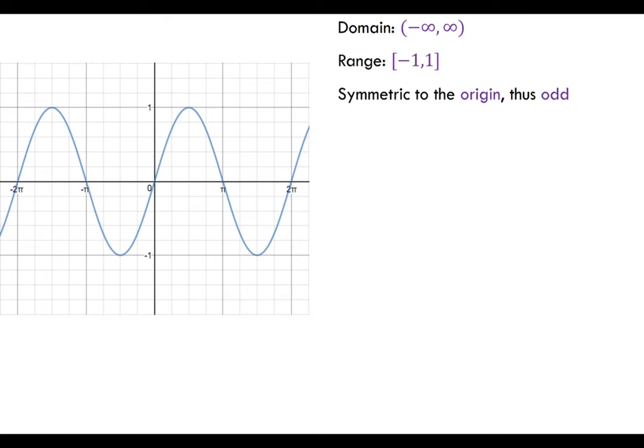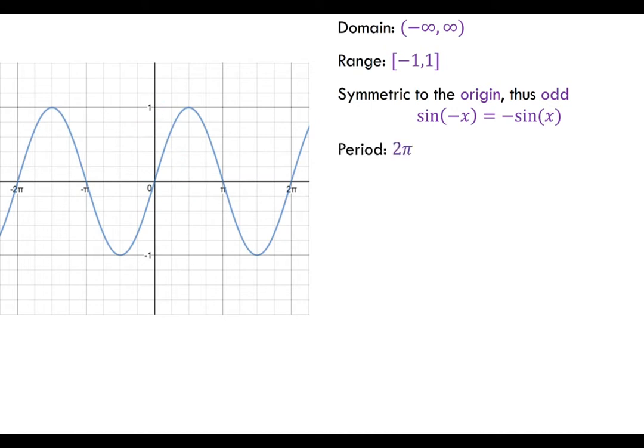Notice that this function is symmetric to the origin, and therefore it's odd. So that's our definition. But just as a reminder, symmetric to the origin means that if you were to rotate the image 180 degrees, or turn upside down on your head and look at the image, it's the exact same thing as it was right side up. And so that shows us that it's symmetric to the origin. Our rotation about the origin has to be this direction, 180 degrees. That's our 180 degree rotation.